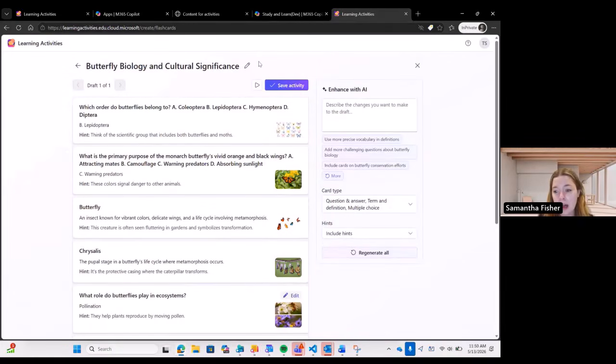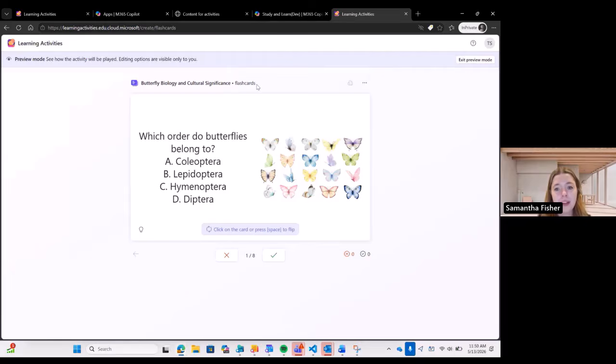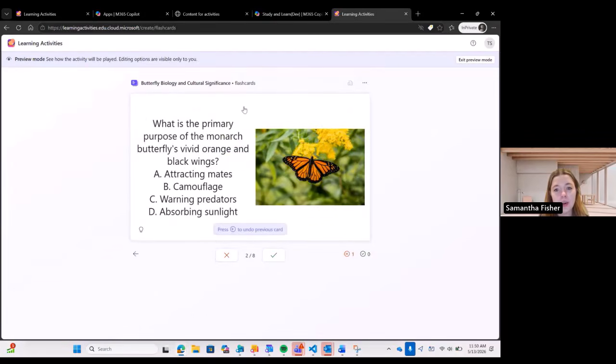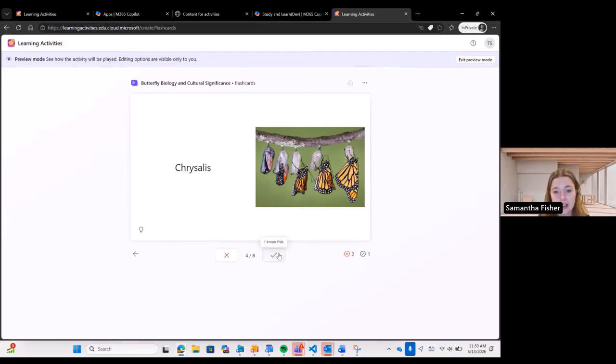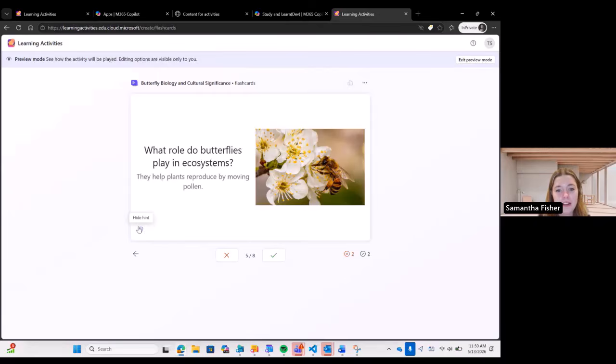Now I'm going to come up here and I'm going to hit preview activity. So this is going to show me what my students are actually going to see. So I'm going to hit preview activity. And this is what the cards look like. So my students can click on them to flip them over. They can look at the hints and they can say if they are still learning or if they know. So they can go through the whole card set. I'm going kind of fast here, but you can see this is what it looks like when there's images on the front and back.